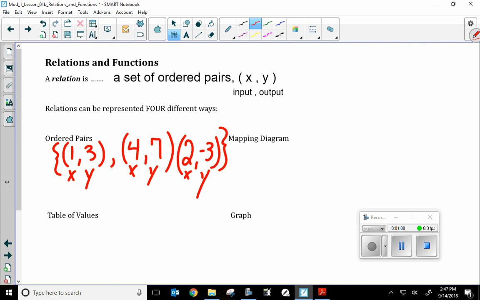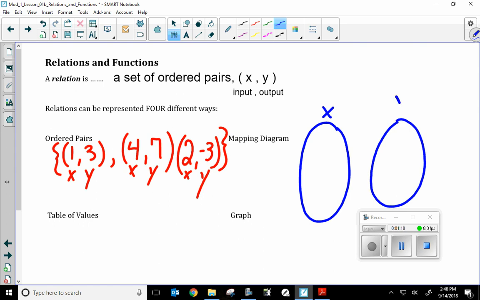We can map these, all right? Mapping, maybe some of you guys remember this. And we list all our X's here. We list all of our Y's here. Okay, so my X's will be 1, 2, and 4. These are all my X values. Okay, and all my Y values would be -3, 3, and 7.